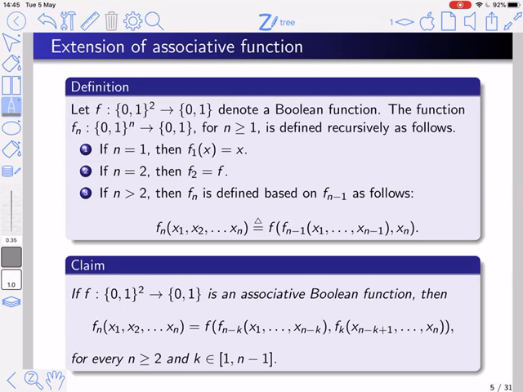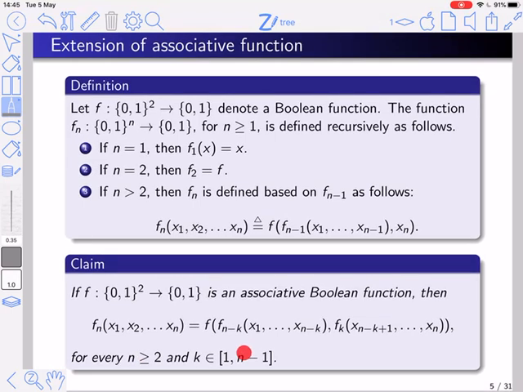Now, the claim that we want to make is that if f is an associative Boolean function, then the definition of fn equals applying f to a block of n minus k bits with respect to f of n minus k, and the remaining block of k bits with respect to fk. And you take these 2 bits, and to these 2 bits you apply f. And we claim that this equality holds for every n which is greater or equal to 2, and every k which is in the range 1 to n minus 1.